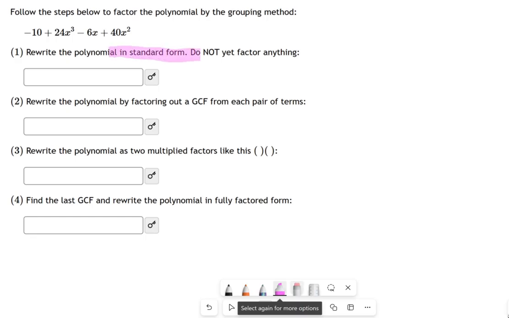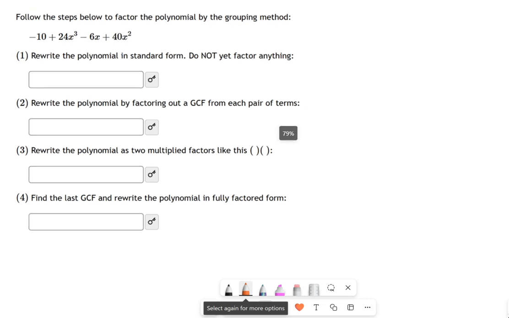Now, maybe you remember what standard form means, maybe you don't, but it's a pretty easy one if you can remember. Exponents go high on the left, low on the right. So all I'm going to do is rewrite my polynomial here, and I'm going to take everything that has a high exponent, like that x cubed, and stick that on the left. And then I'm going to march down in the exponents. So the next one is plus 40x squared, and the next one is minus 6x, and the final one is minus 10, which didn't even have an x at all. So that's the lowest exponent.